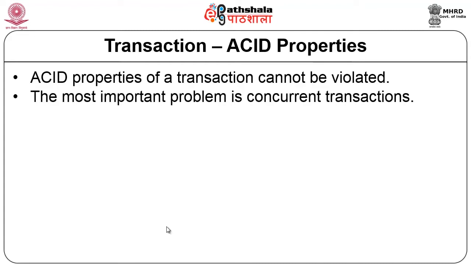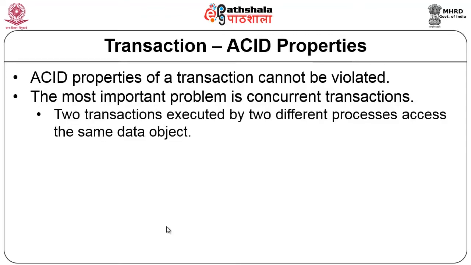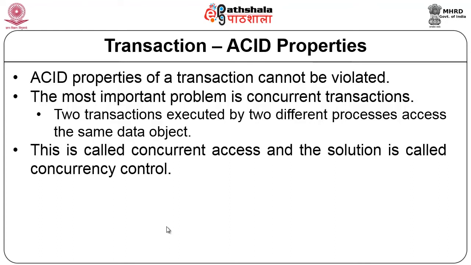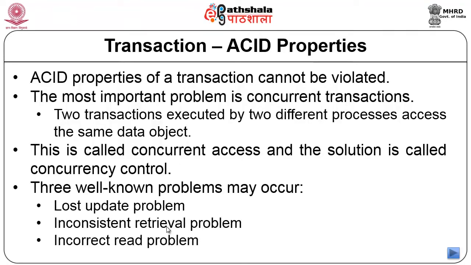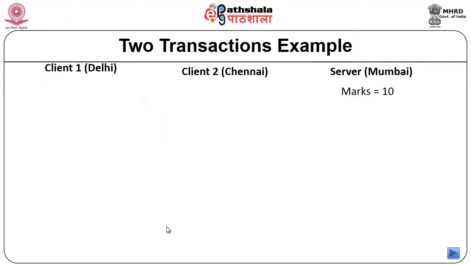The major problem comes in concurrent transactions. Two transactions are executing in two different processes accessing the same data object, and both of them are trying to make changes in the data object, and this will cause a problem in the consistency part of it. These are concurrent transactions, concurrent accesses, and the solution to this is called concurrency control. Three well-known problems may occur: the lost update problem, the inconsistent retrieval problem, and the incorrect read problem. Let us look at this.